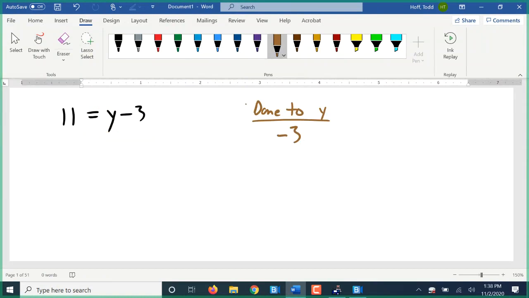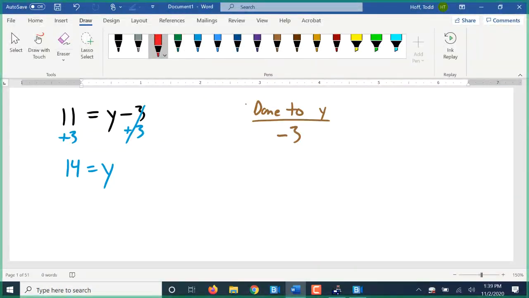So to take it apart, we have to do the opposite. The opposite of subtracting 3, of course, is adding 3. But again, we have to do exactly the same thing to both sides, or the scale is going to get out of balance. So we do 11 plus 3 is 14. On the other side, the plus 3 and the minus 3 cancel out, so we're left with just y. So we are at that form of a variable equals a number, or a number equals a variable. We have solved that equation, 14 equals y.